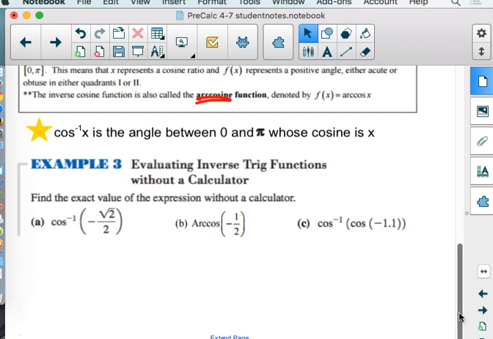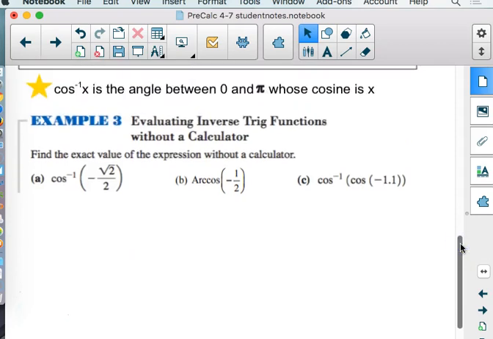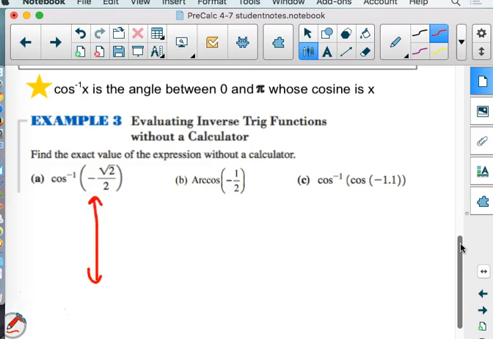Evaluating inverse trig functions without a calculator. All right, so getting into the brain, I need to be thinking 30, 60, 90 or 45, 45, 90, or they wouldn't tell me without a calculator. Inverse cosine, all right. So I need inverse cosine. Just got a new PBR.